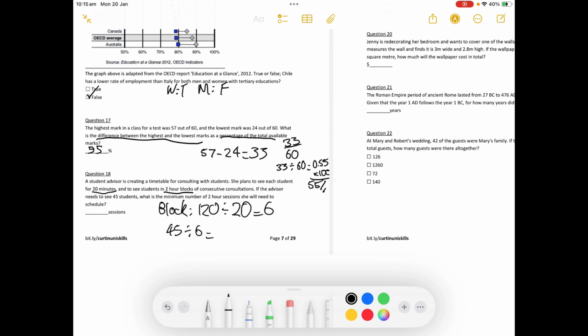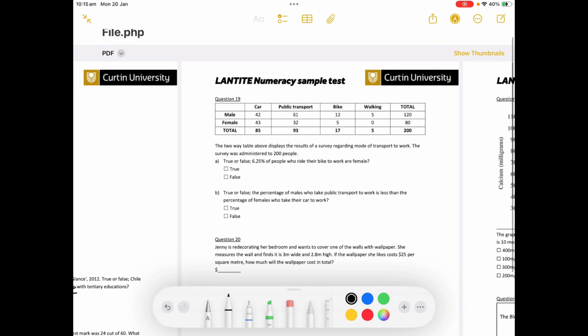Okay, so we need 7.5 blocks, okay? And we can't really do a half block. So that means that we are going to round up and we are going to need 8 sessions, okay? So she needs to have at least 8 2-hour sessions to see all of these students. Right. Question 19.